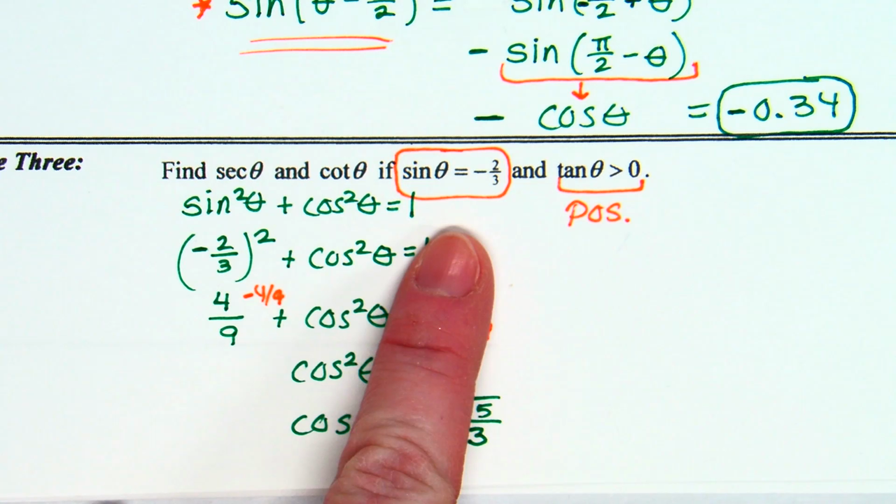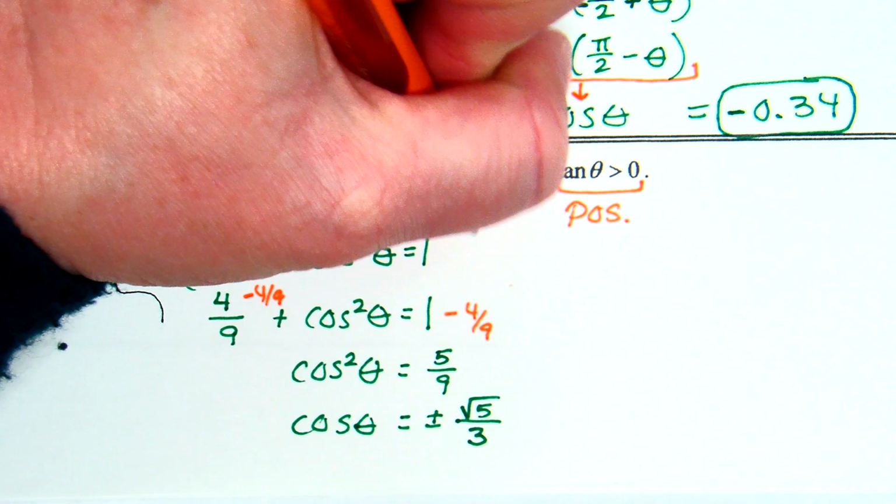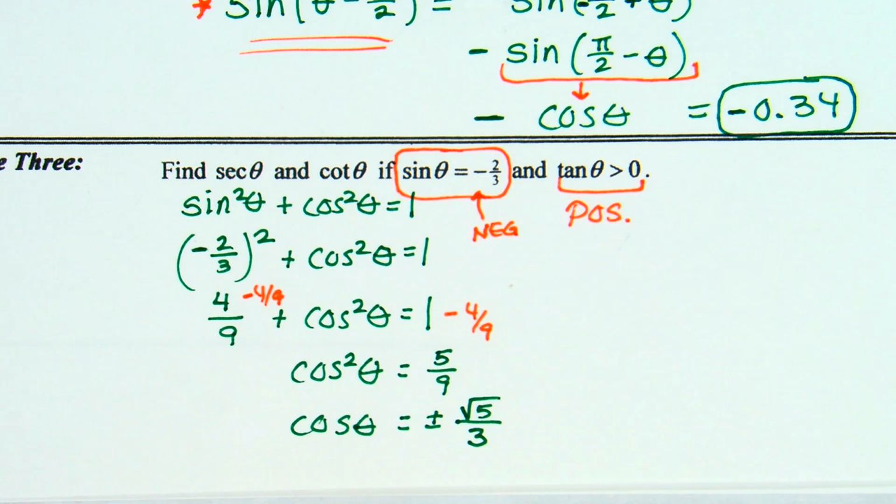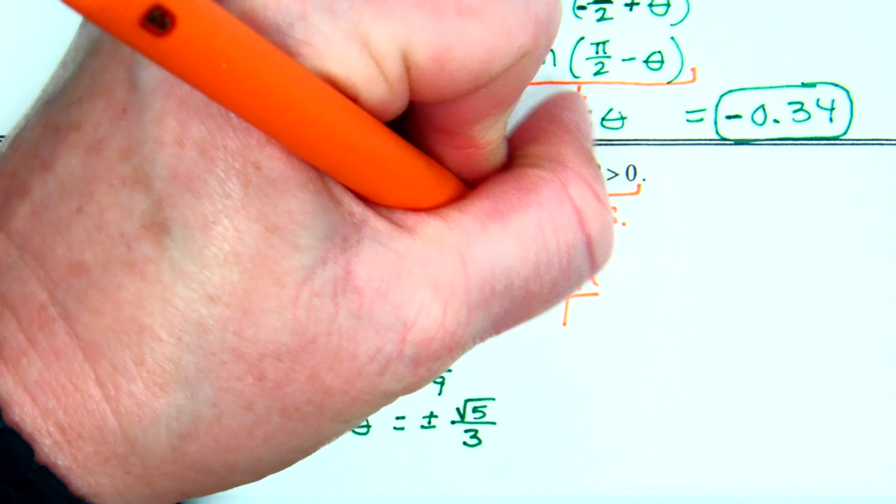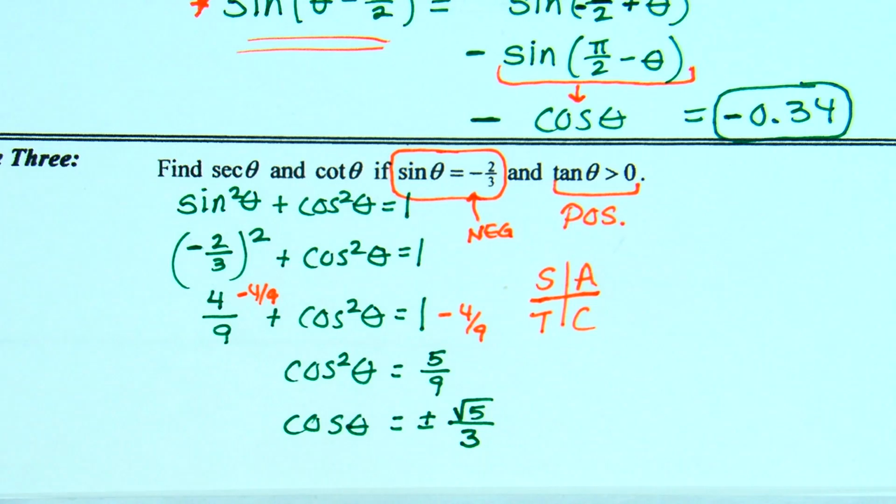No, because sine is also negative, so they both have to be negative. What do we already know about sine? Sine is negative. We already know that sine is negative, not because they told me it's less than 0, but because they said sine is negative 2/3. Now, how about this? All students take calculus.